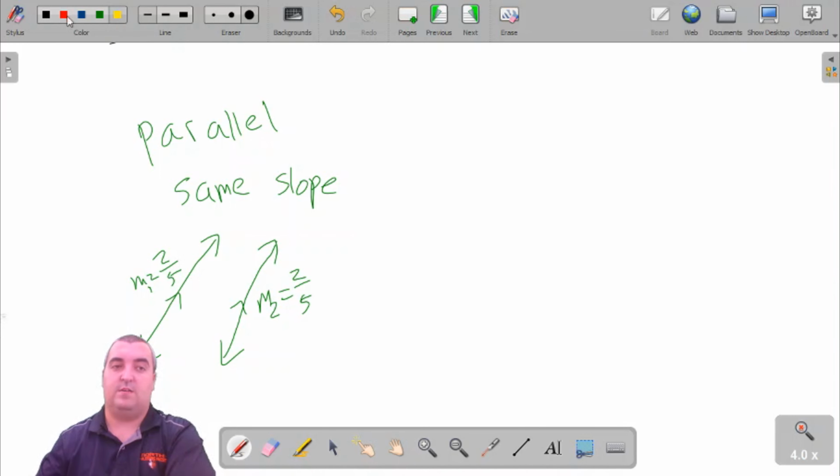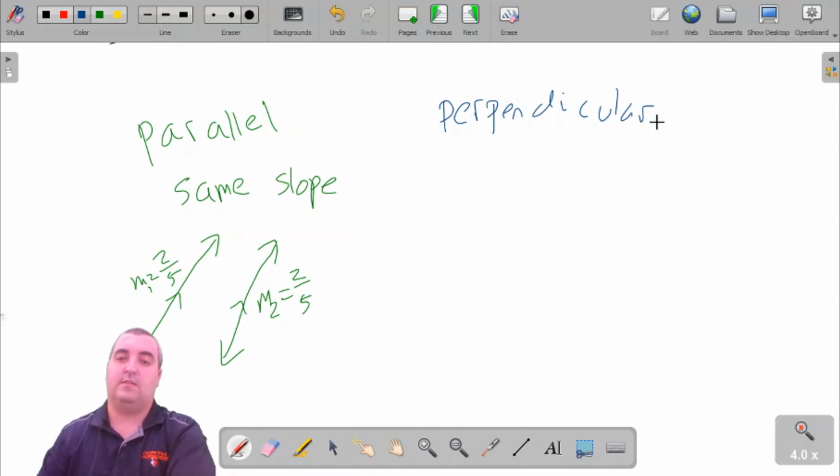Conversely, though, if we're talking about perpendicular lines, perpendicular, ugly handwriting on this thing. So if you have perpendicular, which remember perpendicular means you form a right angle. Okay, so it's the special way of intersecting where you form a right angle.